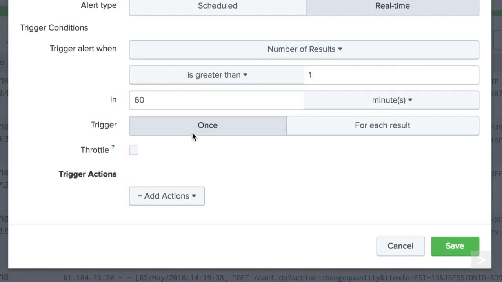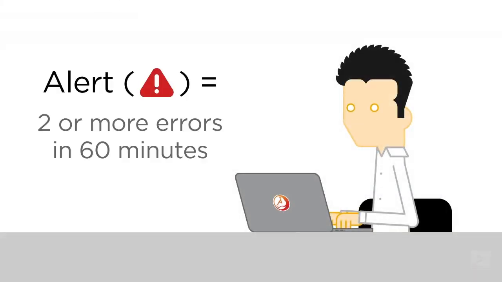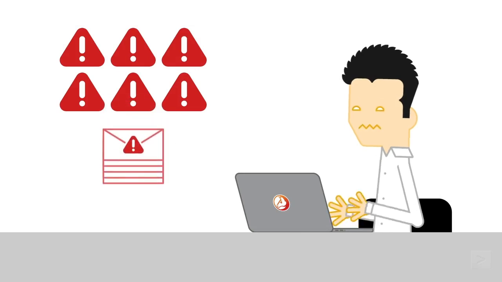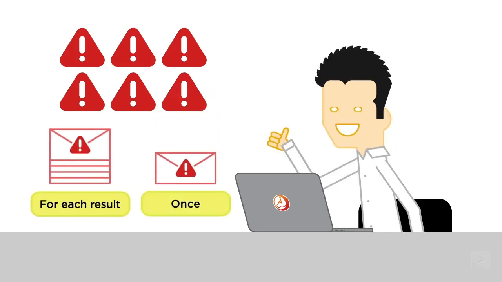If we select the option to trigger the action once, the action will only be fired once within the scheduled time we have selected. If we select for each result, it will be fired every time our conditions are met. As an example, our alert is set to trigger every time 2 or more errors happen within 60 minutes. If we have 6 errors happen in that 60 minutes, we will get 5 emails if we select actions for each result. We will only get 1 email if set to once.